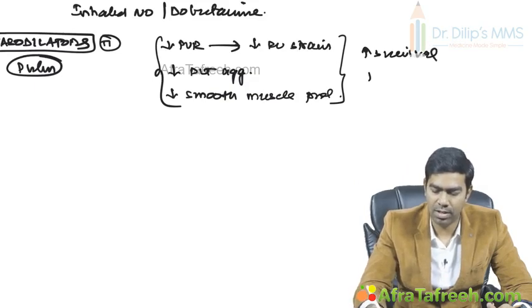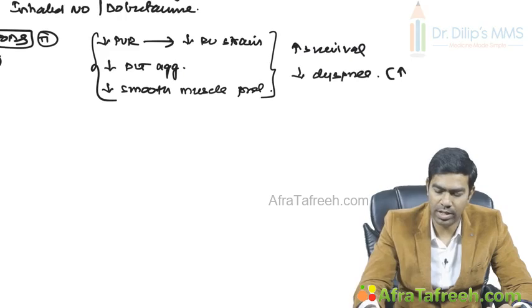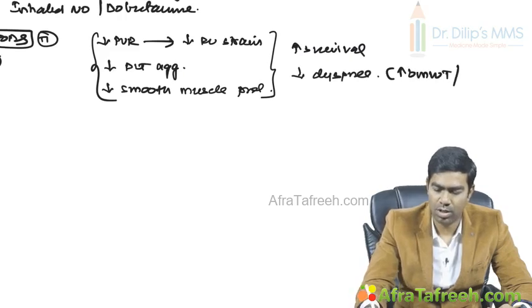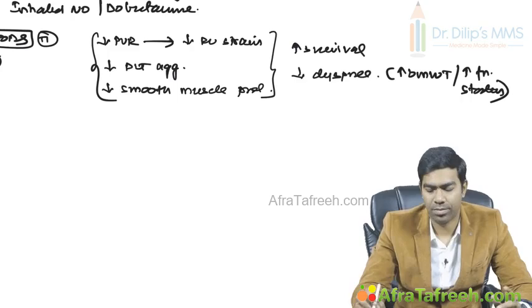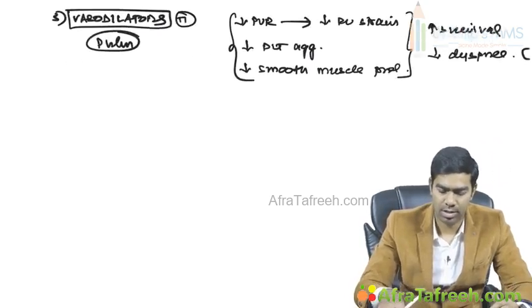At the same time, they will reduce the dyspnea, which means the 6-minute walking test will improve. At the same time, they will improve the functional status in the WHO scale as well. So this is the idea. This is why we give the vasodilators.